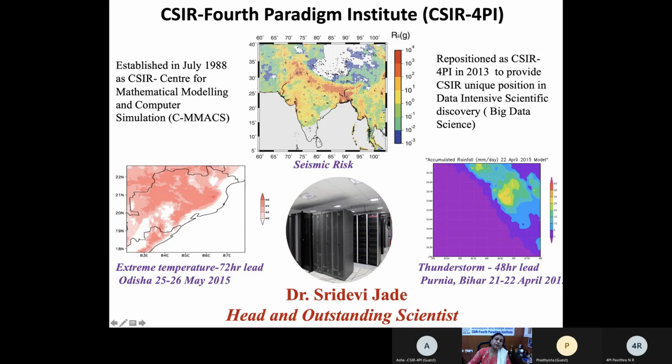And the other two, which you can see on the right and the left side on extreme temperature, are all our predictions from the climate research activity, where we give predictions for extreme events like extreme temperature. We gave a prediction for 72-hour lead in Odisha, and in a thunderstorm prediction, 48-hour lead in Bihar, etc. So this is the glimpse of our institute.